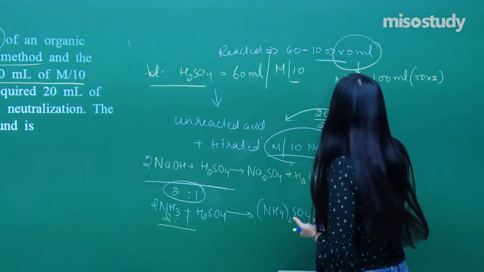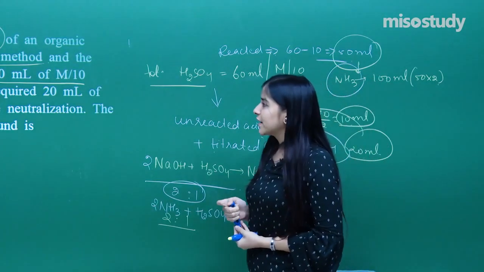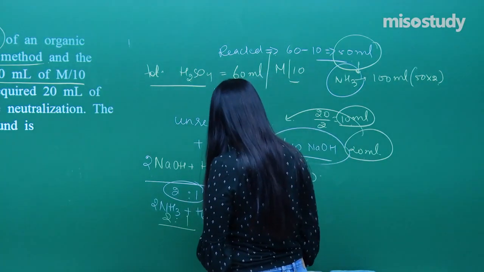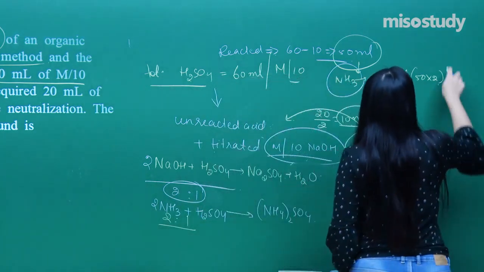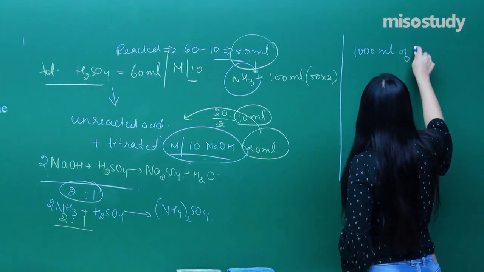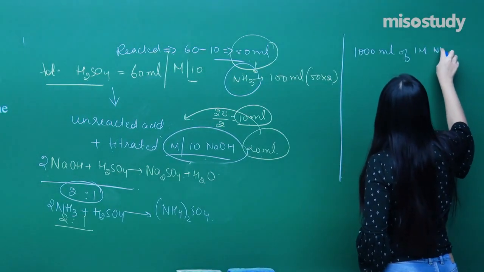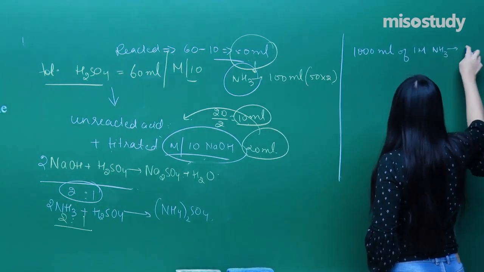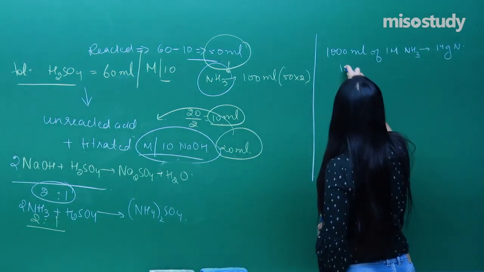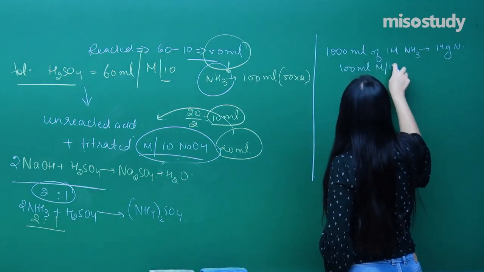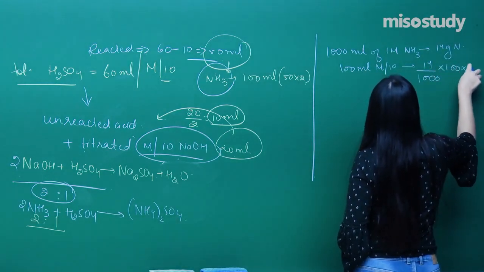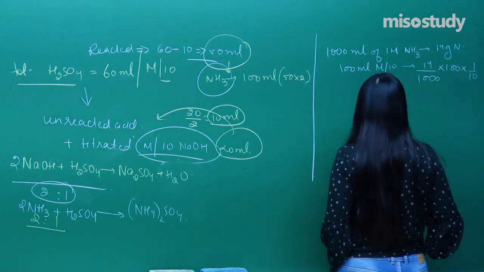So once we have got the amount of ammonia, we can very well find out the percentage of nitrogen, the amount of nitrogen required. If we say that 1000 ml of 1 molar ammonia will correspond to how much? It will be 14 grams of nitrogen, right? So 100 ml of M/10 will correspond to 14/1000 × 100 × the molarity, that is 1/10. Clear?